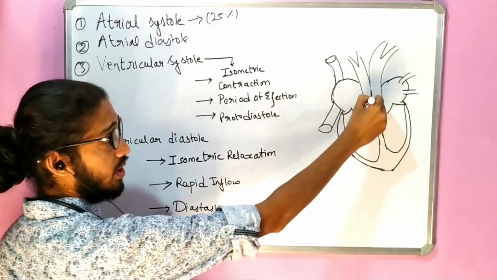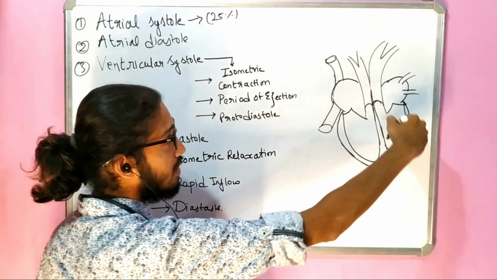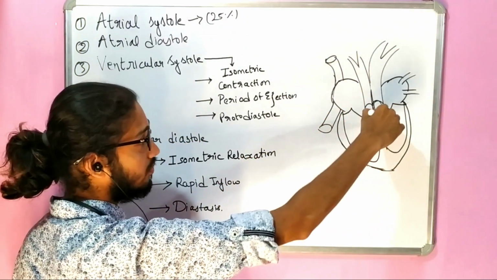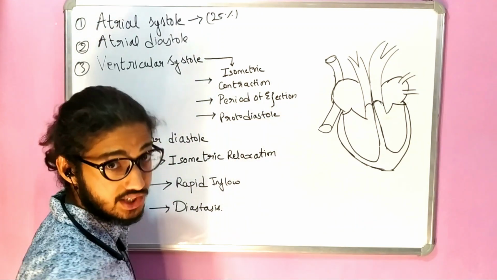Now this one opens up and there's a rapid ejection. Okay, that is, the blood starts flowing out of the ventricles into the arches. It's called the period of ejection.